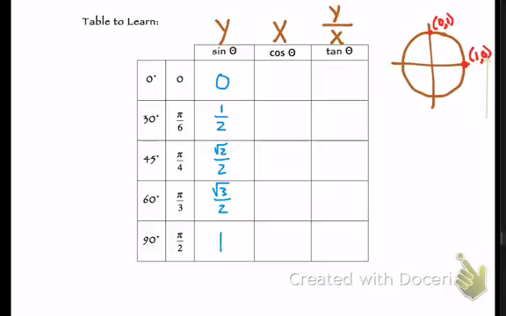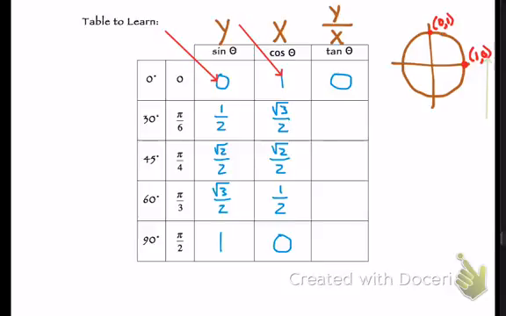Cosine, now I'm asking you what is the x value at 0 degrees. 30, 45, 60, cosine, we did those yesterday. And 90 degrees, what is the x value at 90 degrees? Okay, you should be able to do that. Tangent, well, I take simply y divided by x, and that gives me that number.